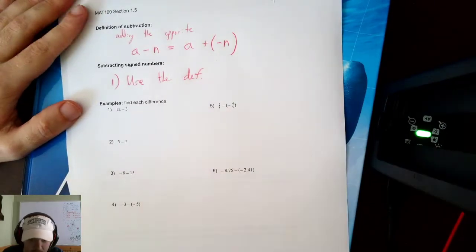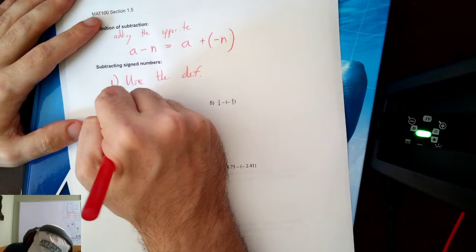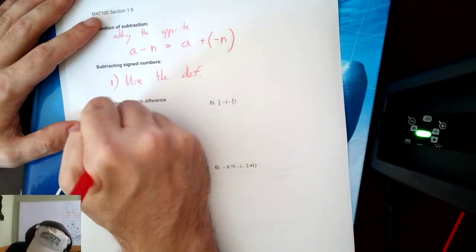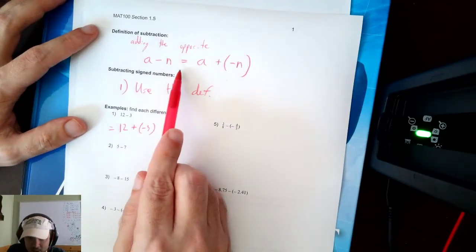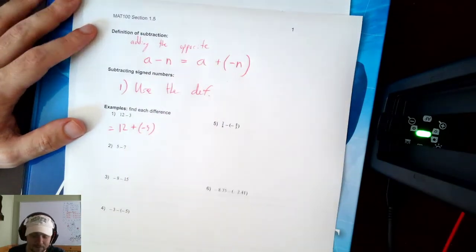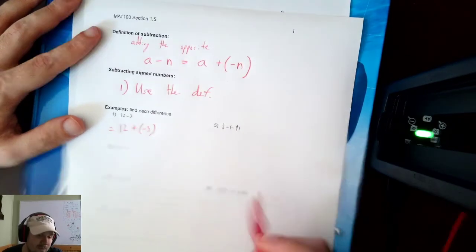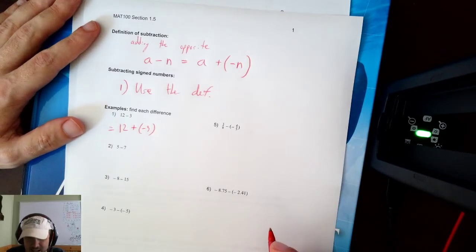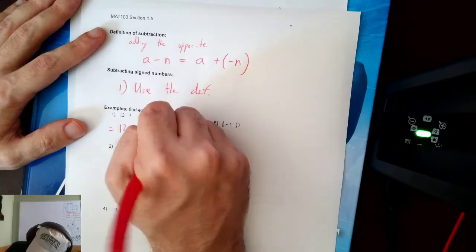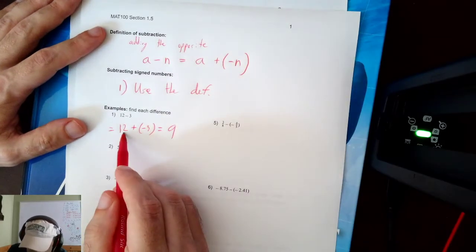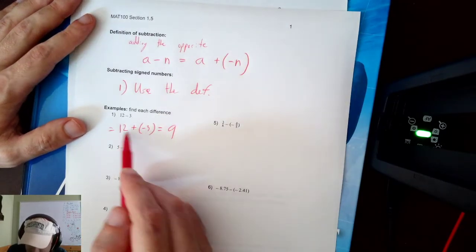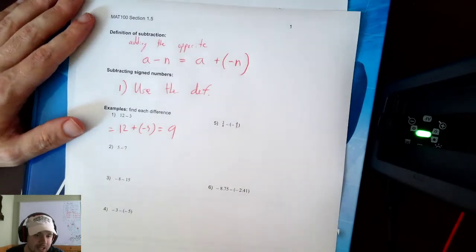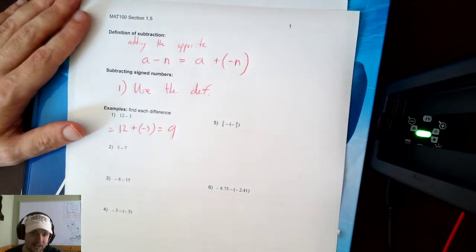12 minus 3. Well, that's going to be 12 plus negative 3 using the definition. I have 12 minus 3, so I do 12 plus negative 3. Now, we already know 12 minus 3 should be 9, right? Is 12 plus negative 3 also 9? And if we think about it, yeah, it is, isn't it? 12 plus negative 3 is 9, because 12 is bigger, so it's positive, and the difference between the two is 9. Now, you probably wouldn't use the definition on this problem, but it illustrates the technique, right?